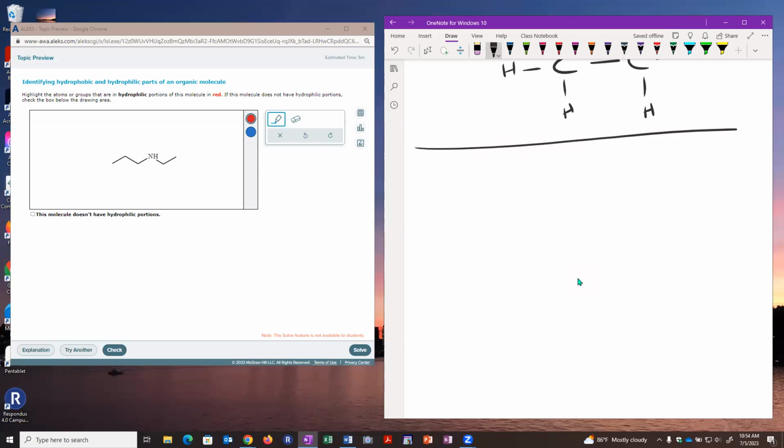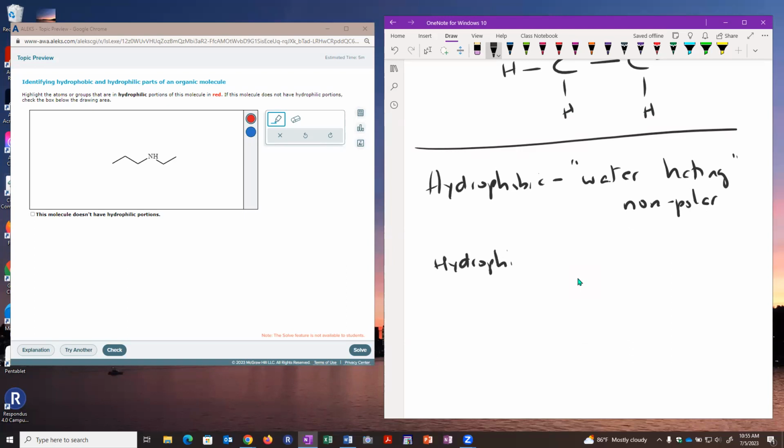So as a quick reminder, hydrophobic means water hating. And this essentially means non-polar, right? Remember, like dissolves like. Hydrophilic is the opposite. Water-loving.